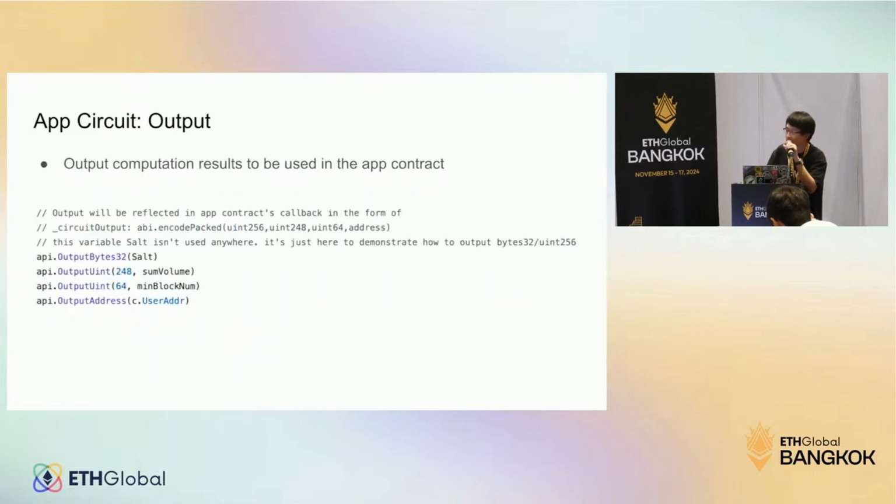Once we have the computation done, we need to output the results so that the on-chain contract can make use of it to assign VIP status or give out rewards, whatever the volume. We also need the minimum block number for the on-chain verification. And we also need to output the actual user address to make sure it is for that particular user.